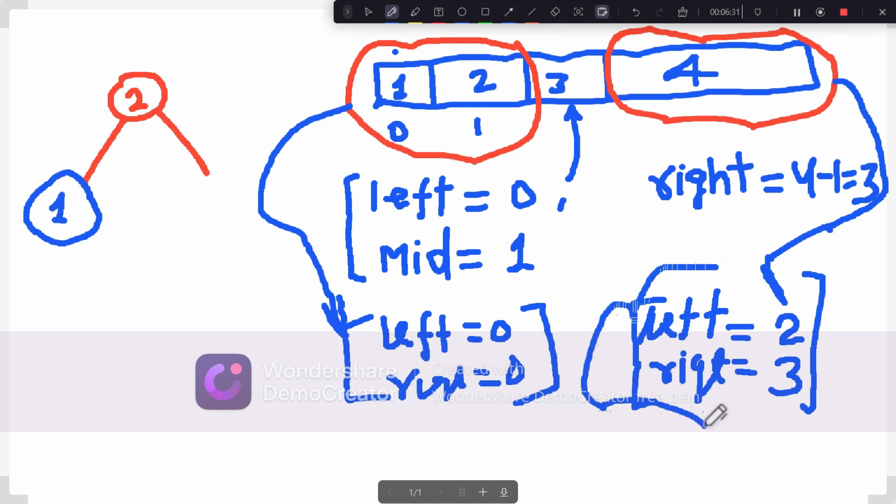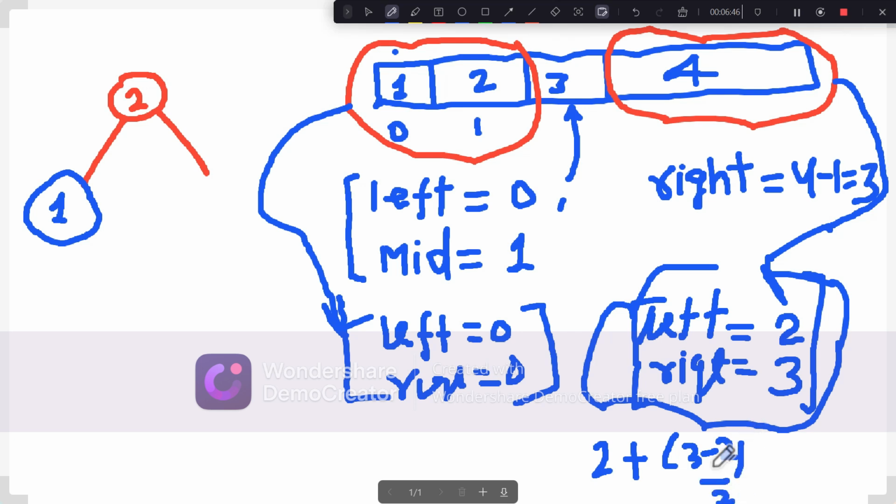Okay, so find the mid of it. It would be 2 plus 3 minus 2 plus 1, right? 2 plus 3 minus 2 plus 1 divided by 2. So 3 minus 2 divided by 2. So what would it be? It would be again 2 only. Okay, so this would be our 2. So at 2 what do we have? It is 3, right? So our right child would now be 3.